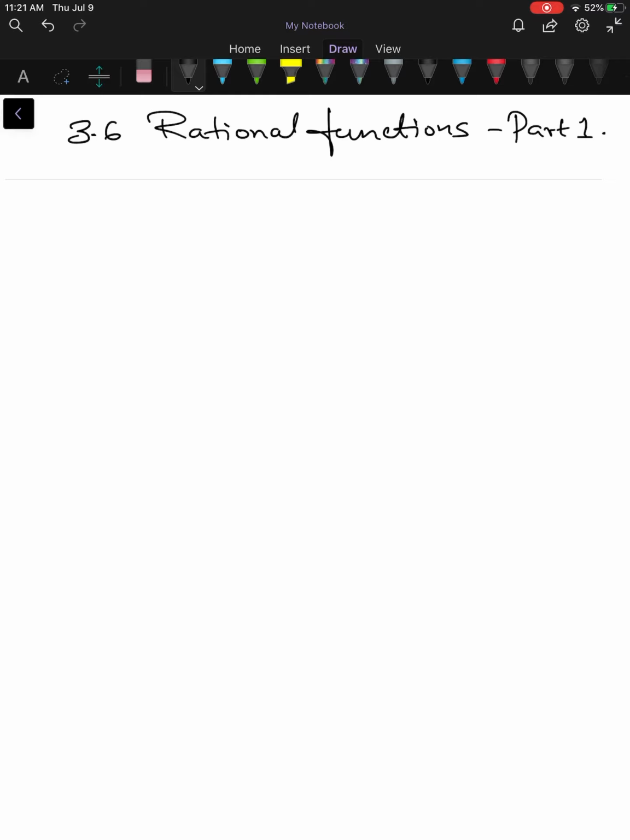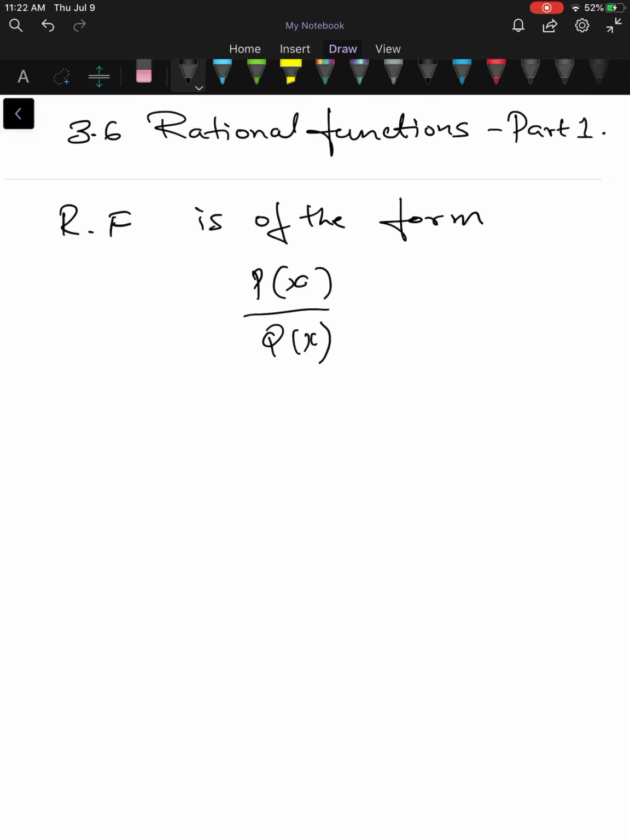So we have already defined rational functions, but to have a quick recall, a rational function, which I will be abbreviating as RF to avoid more writing, is of the form P of x divided by Q of x, right? Where P of x and Q of x are polynomials.